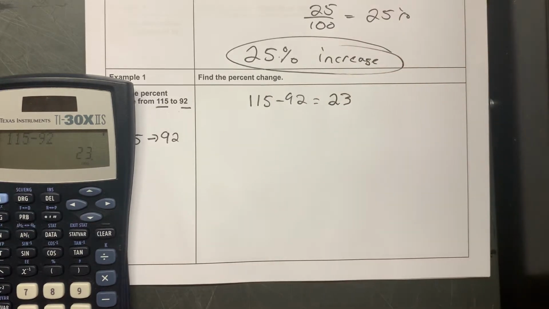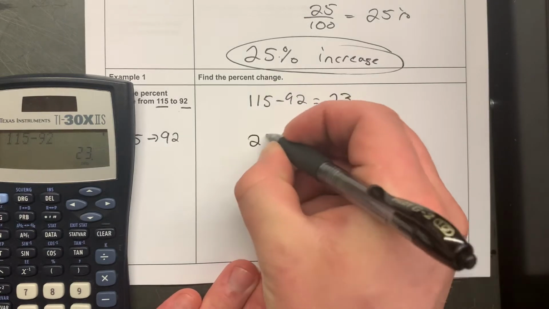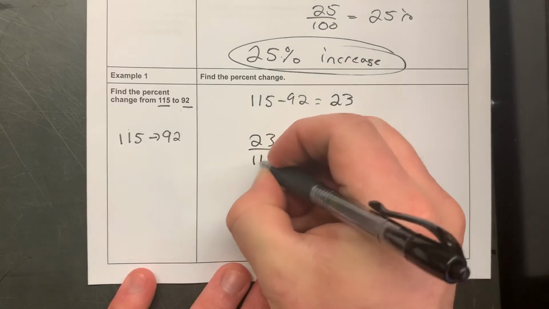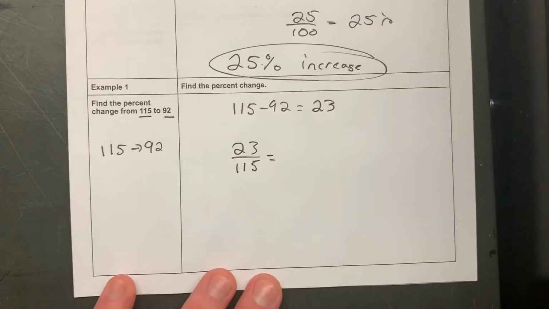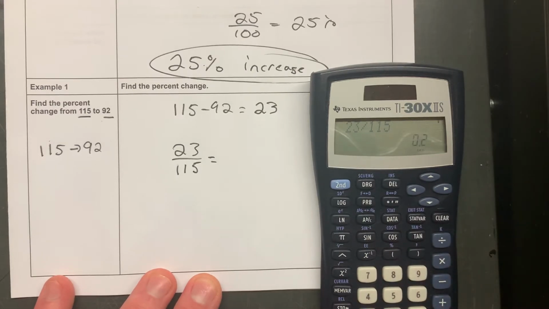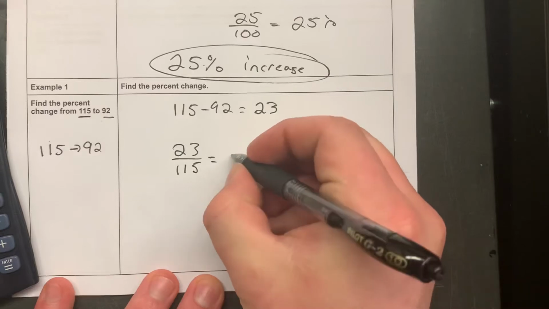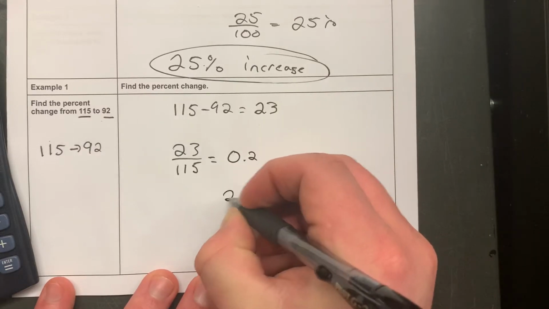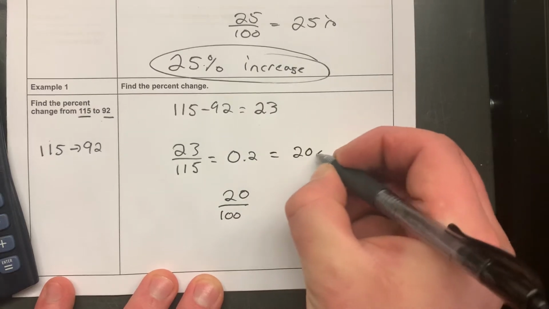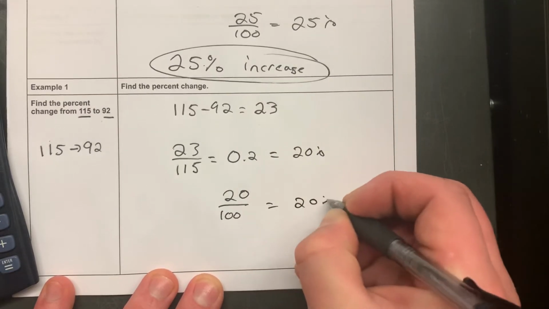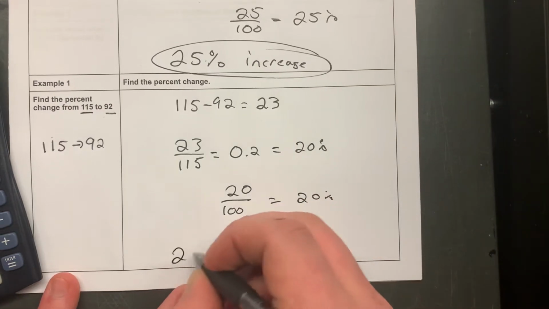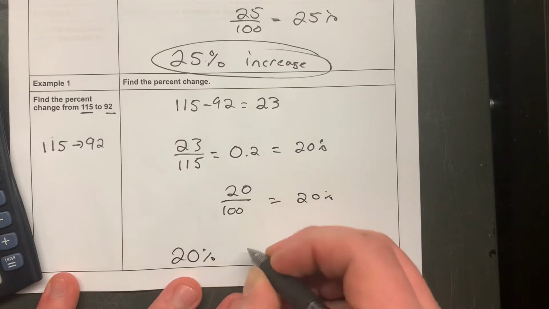That's the amount of change. The amount of change, 23, over my original amount of 115 is going to give me my percent change. So I do 23 divided by 115. And I get 0.2 or 2/10, which is the same as 20 over 100, which is the same as 20%. And again, down here at the bottom, I want to make sure that I'm writing it as an increase or a decrease. So this one is decreasing.